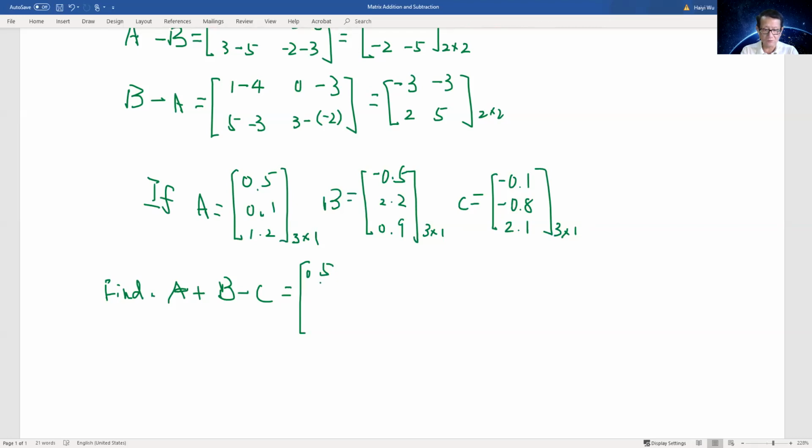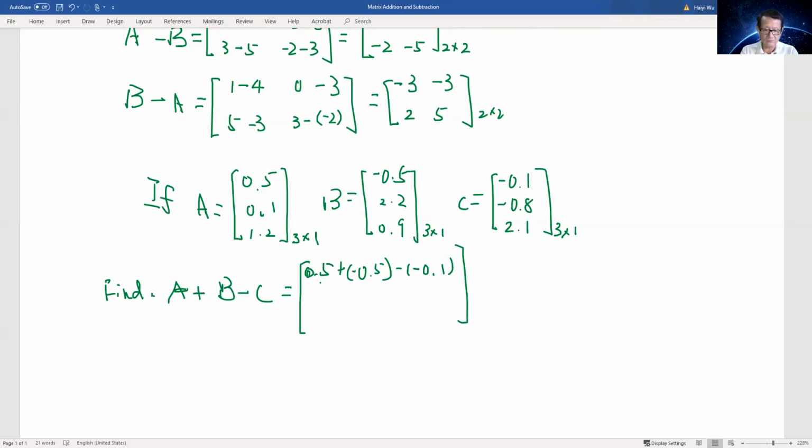So a plus b first. a plus b is 0.5 plus the corresponding element, which is plus -0.5. But for minus c, we're going to minus the corresponding element, which is the first row, first column. So it'll be minus -0.1. So that's the first row.